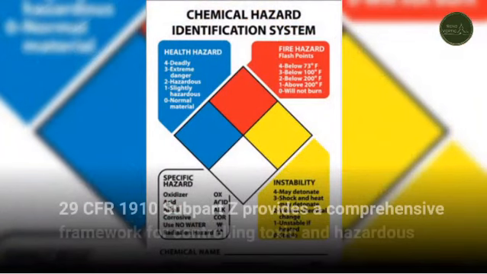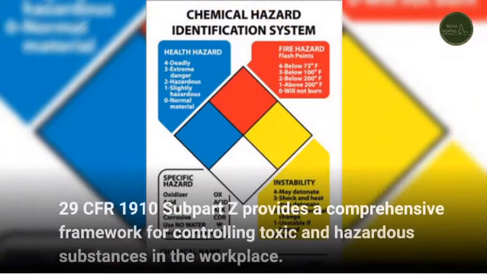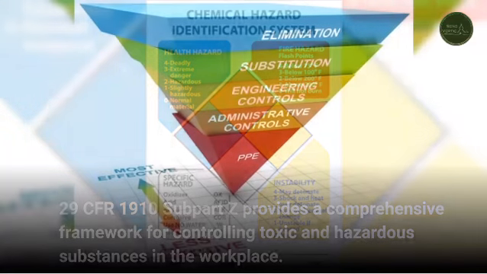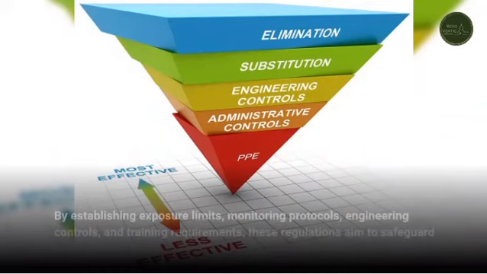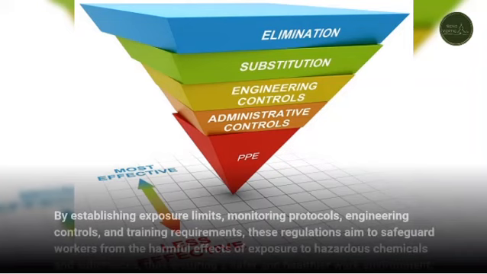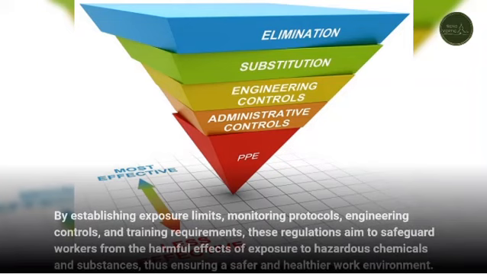29 CFR 1910 Subpart Z provides a comprehensive framework for controlling toxic and hazardous substances in the workplace. By establishing exposure limits, monitoring protocols, engineering controls, and training requirements, these regulations aim to safeguard workers from the harmful effects of exposure to hazardous chemicals and substances, thus ensuring a safer and healthier work environment.